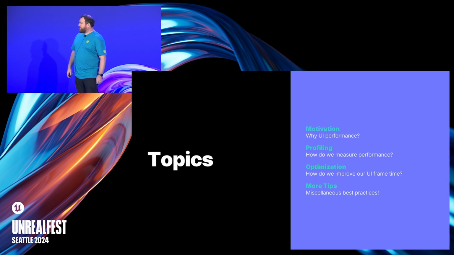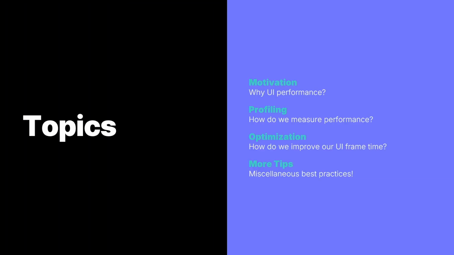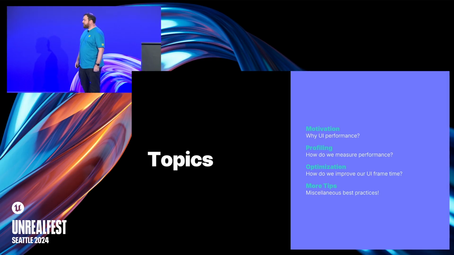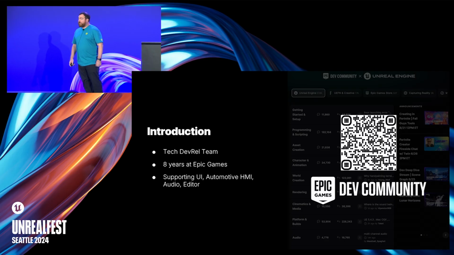So we're going to be talking about motivation. Why should you care about UI performance on mobile, even if you don't think your project is very UI heavy? We're going to talk profiling. How do you measure performance? How do you tell which techniques you should be using and make educated decisions? I'll share a bunch of optimization techniques to add some tools to your toolbox. And at the end, I've got some miscellaneous tips that didn't really fit in anywhere else, but are worth talking about. But before we do that, we're going to talk about me.